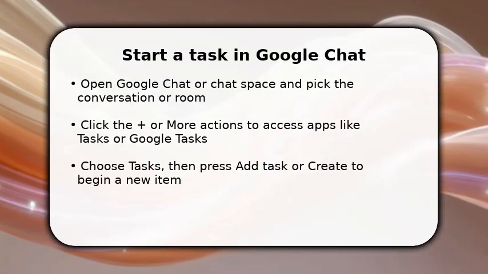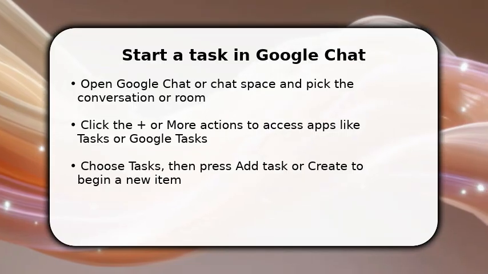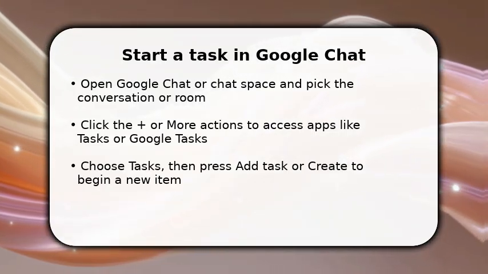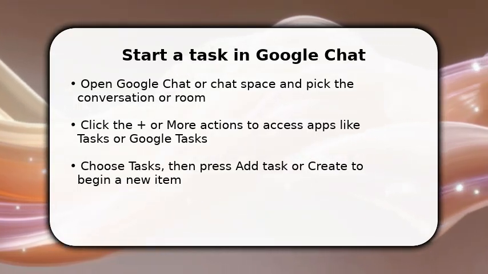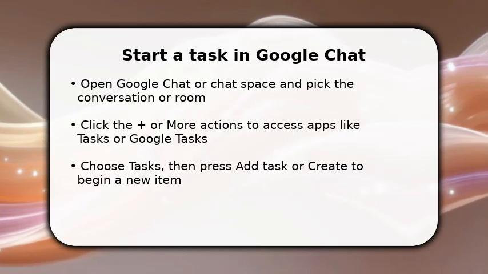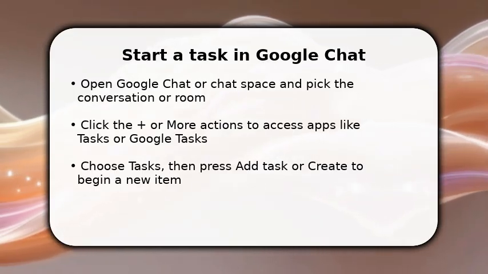You start by opening Google Chat and selecting the conversation or room where the task belongs. Once there, click the plus or more actions menu to reveal apps. Choose Google Tasks. You're doing this so the task stays linked to context and participants.